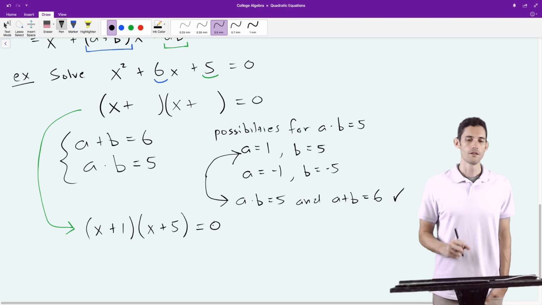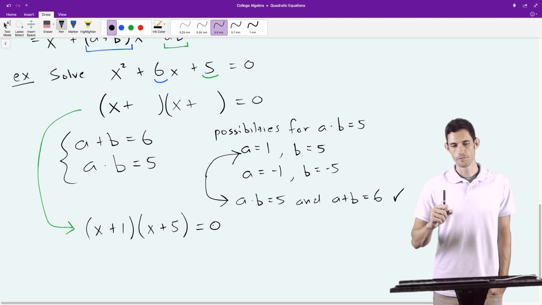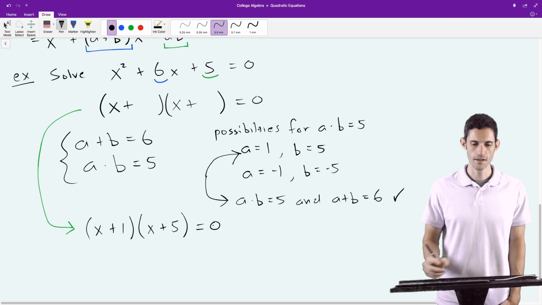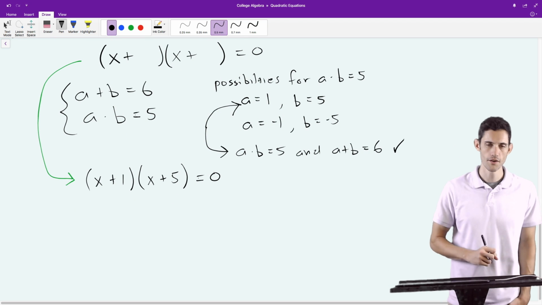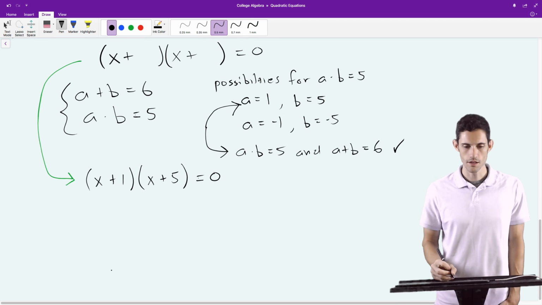And now you might think, hey, Dr. Smith, you're trying to solve for x, and now instead of x squared and x, now you've got 2 x's, and are you any closer to actually writing down x equals this and x equals that? And I would say, yes, I am.